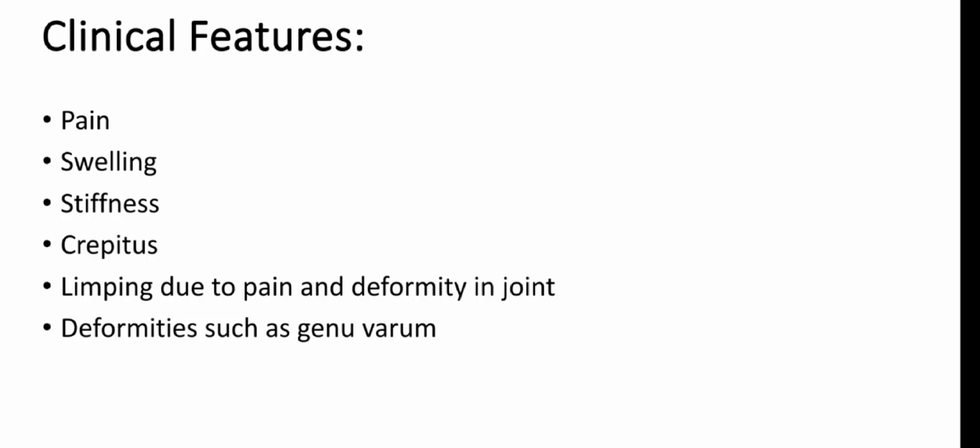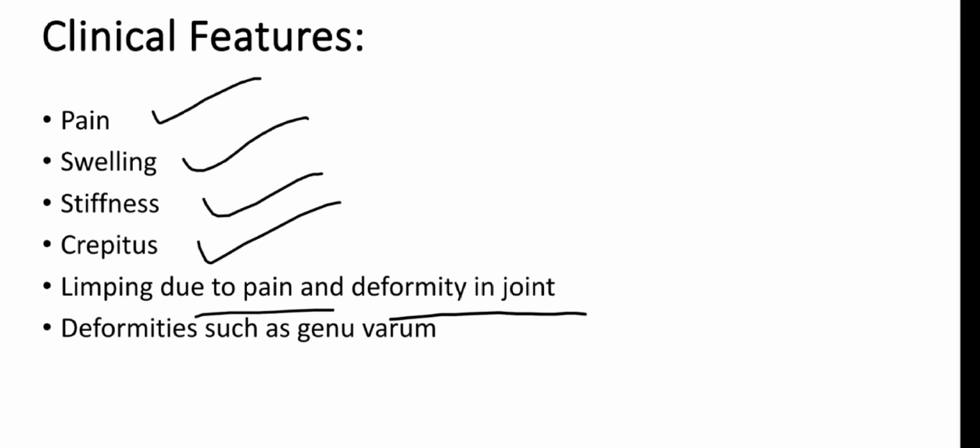What are the clinical features? There can be pain, swelling and stiffness. Stiffness will be because of the synovium thickening. There will be crepitus during movement of the joint, limping due to the pain, and deformities in the joint, such as genu varum which is seen in the knee joint.